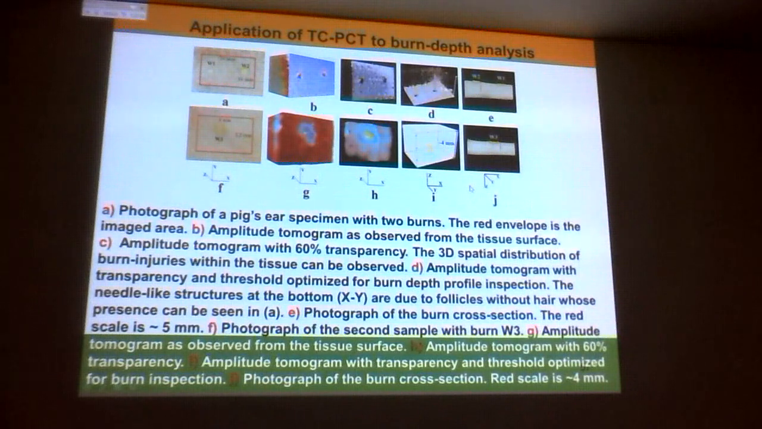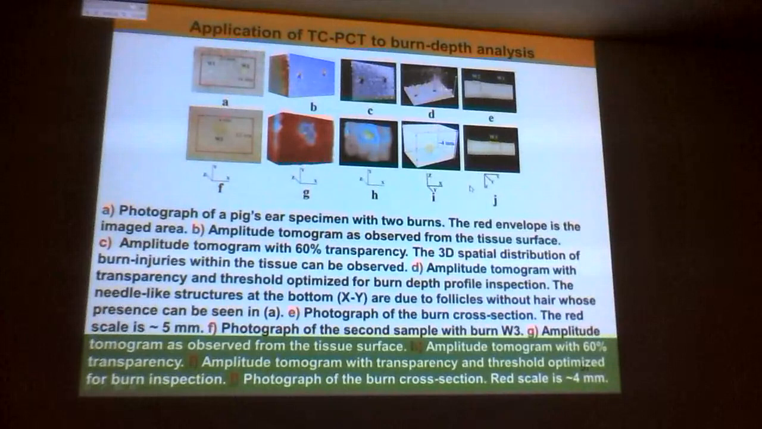And then I'll leave this one, this is my final application here, which is looking at the burn depth analysis. So we took a pig's ear and made 2 burns of that. And here are the 2 burns, and we added a certain degree of transparency here. So let me go through this picture. A photograph of a pig's ear specimen with 2 burns. The red envelope is the imaged area. Amplitude tomogram, as observed from the tissue surface. So here I have clearly shown the 2 burns. Amplitude tomogram with 60% transparency.